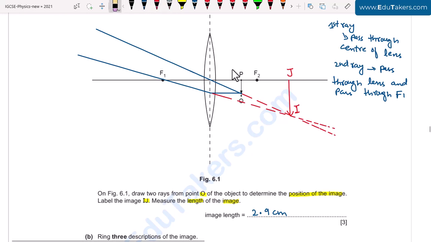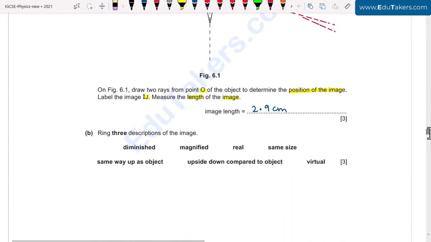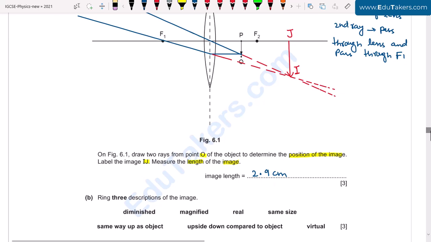In the next part, we have to tell the nature of this image, reading the description of the image. The first is diminished, which means a smaller image, but we can see here the location of the object. The size of the object is very small as compared to the image. So the image is larger as compared to the object, so the first is incorrect. Magnified: as the size of the image is larger as compared to the size of the object, it is a magnified image.